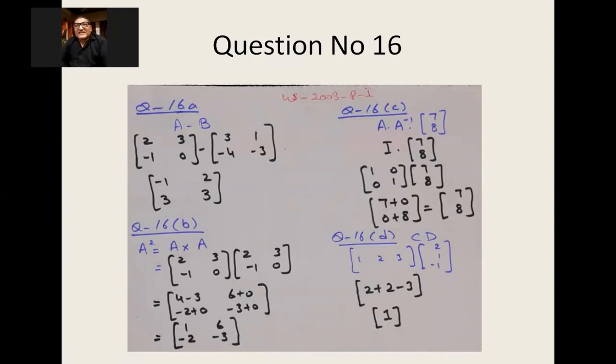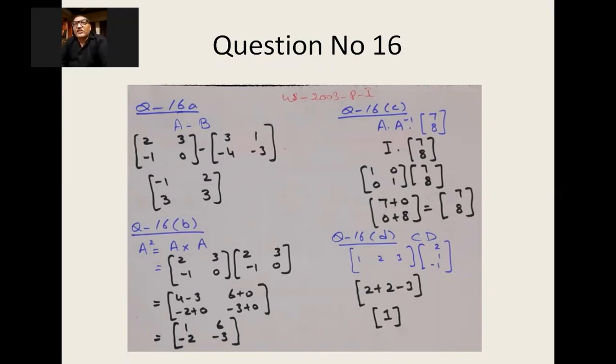In question number 16 B part, you have to find out A square. A square is equal to A multiplied by A. We know the value of A. So 2, 3, minus 1, 0 multiplied with 2, 3, minus 1, 0. From the first matrix we take the rows, and from the second matrix we take the columns, and we multiply them. So 2 times 2 is 4, 3 times minus 1 is minus 3. 2 times 3 is 6, plus 3 times 0 is 0. Minus 1 times 2 is minus 2, plus 0 times minus 1 is 0. Minus 1 times 3 is minus 3, and 0 times 0 is 0.